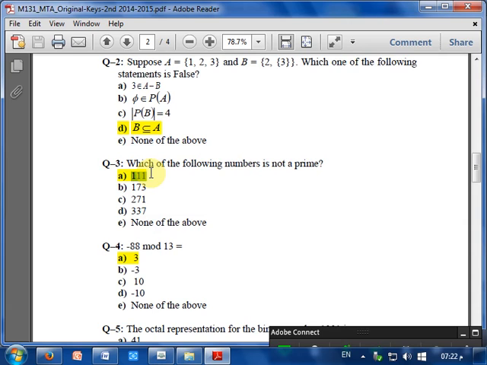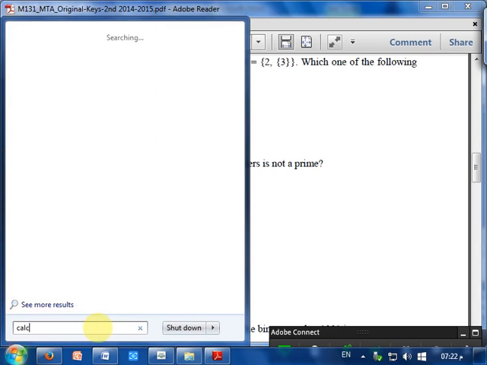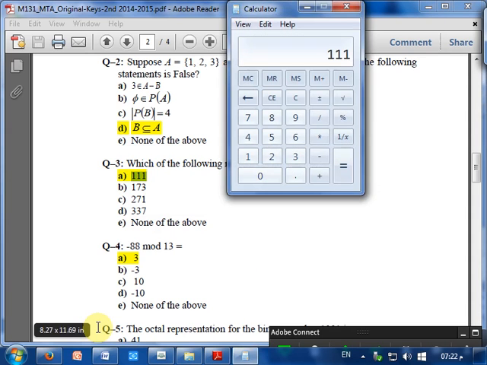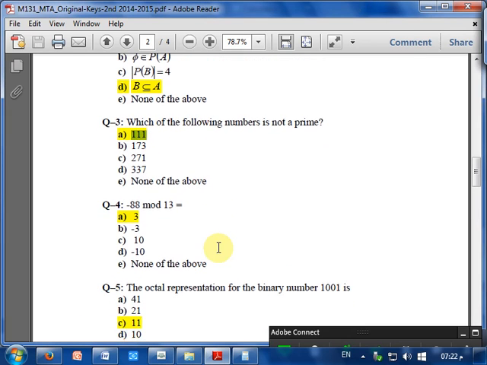111 can be divided by 1. It can be divided by 111. It can also be divided by 3. You divide. You don't have the calculator? 111 divided by 3 is 37 times. It is divisible by 3, so it is not a prime number.